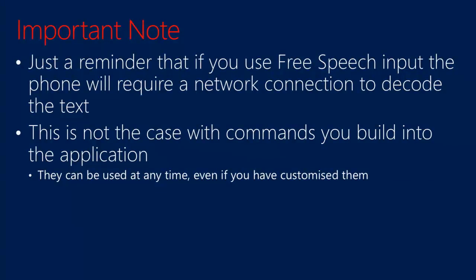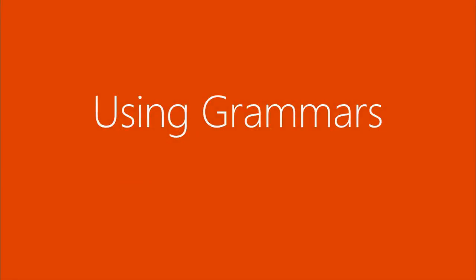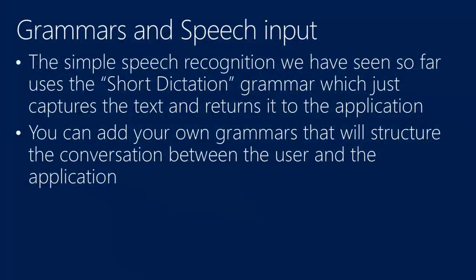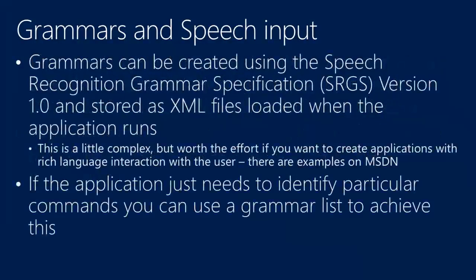So with all those healthy warnings, we'll move on to using grammars. If you want to, you can just get text coming in, and you can respond to that how you like. But it's actually more useful if you give the response system some idea of the word you're looking for and build little grammars. You can build quite complex ones. There's a thing called the Speech Recognition Grammar Specification, SRGS, version 1. And this is a lump of XML which you can create, which defines a structure of the commands and messages you want to understand. It's a bit complicated. It's worth the effort if you want to do this kind of thing. And MSDN has some quite nice examples. These aren't in the Windows Phone neck of the woods.